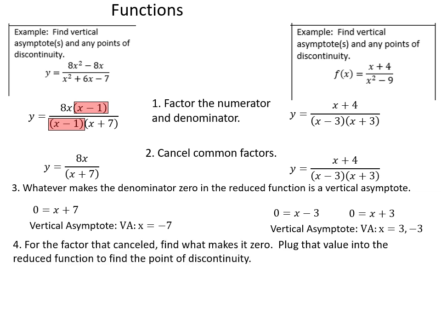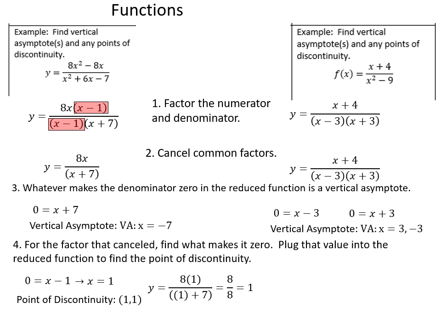For figuring out the hole, we take the canceled factor; what makes it 0 gets us the x value of our hole. Plugging that x value into the reduced fraction gets us the y value of that point of discontinuity, or the hole. So on the first one, x minus 1 is the factor that cancels, so what makes that 0 is 1. So the x value of our hole is at 1. We plug that into 8x over x plus 7. That gives us 8 times 1 is 8, 1 plus 7 is 8, 8 over 8 is 1. So our hole is at 1, 1, our point of discontinuity. The one on the right doesn't have a hole because nothing factored, nothing canceled from the factors.